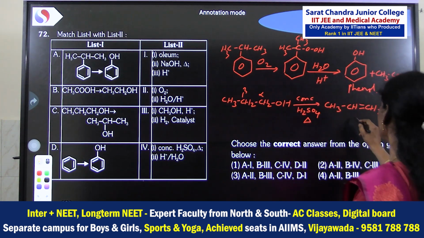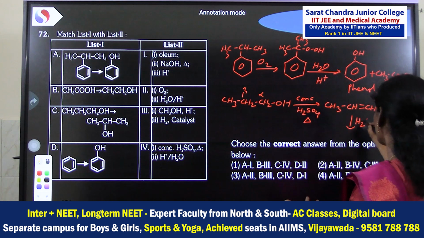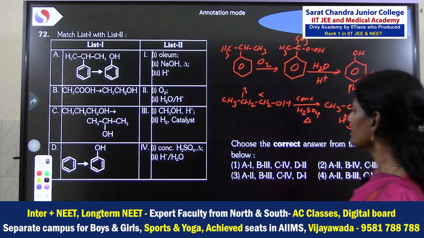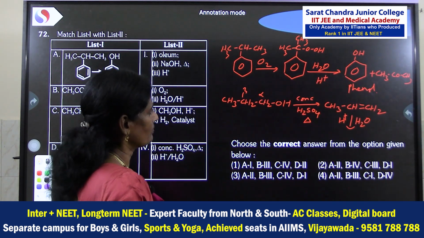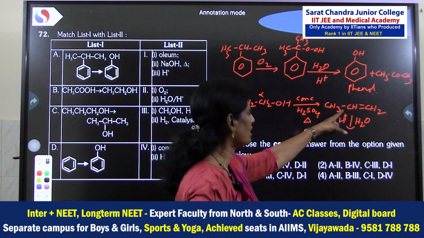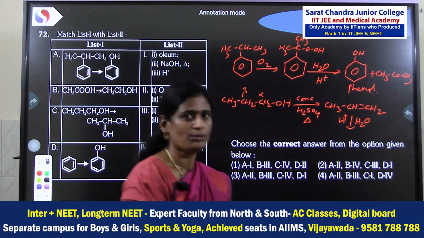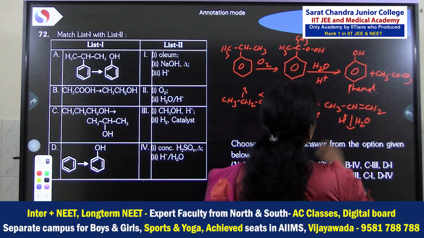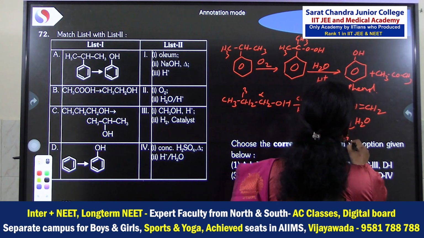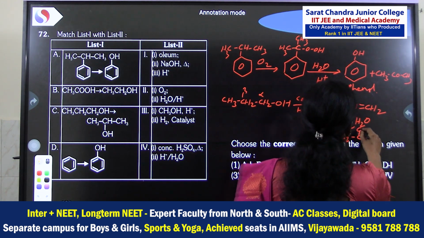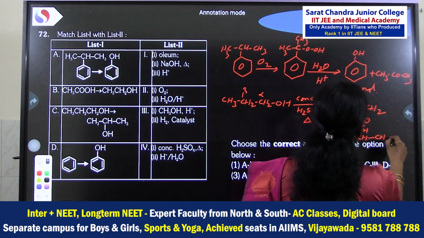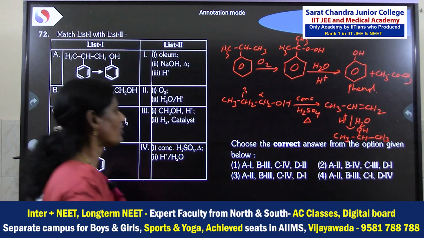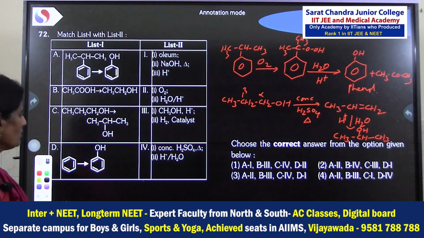hydration. When water is added in the presence of acid, addition of water takes place according to Markovnikov's rule. Because it is an unsymmetrical alkene, addition takes place according to Markovnikov's rule. That means the negative part of the reagent is attached to the carbon with fewer hydrogens. So CH3, CHOH, and H plus is attached to this carbon. So this product is according to Markovnikov's rule.